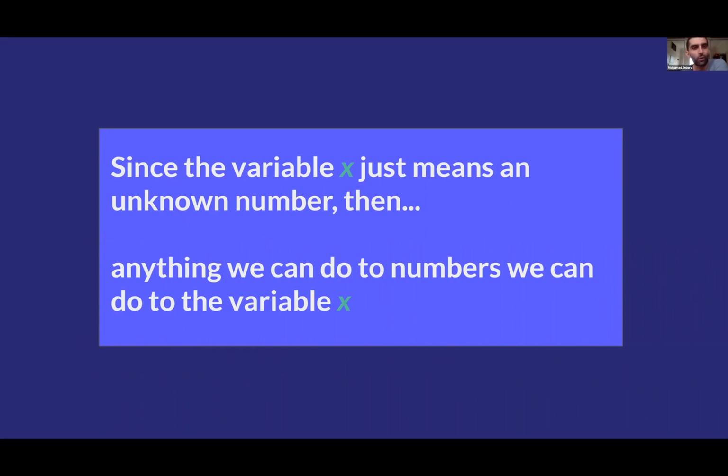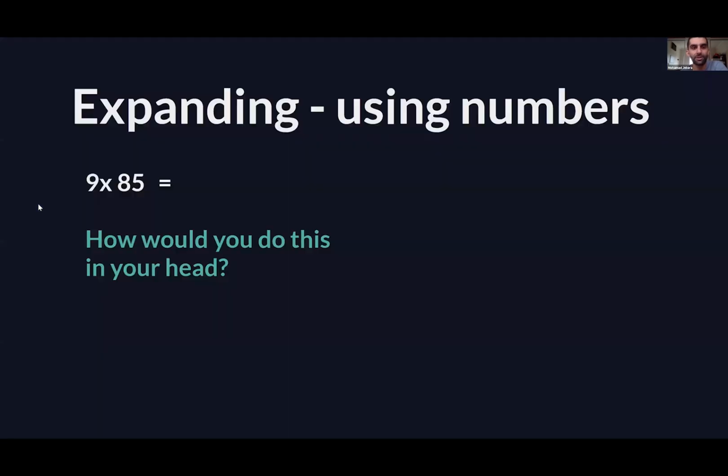Now, just a quick reminder of probably the most important point that I mentioned last week and with all of algebra: since the variable x just means an unknown number, then anything we can do to numbers, we can do to the variable x. And that's going to be a constant theme when we talk about expansion and factorization. So when I'm thinking about algebra, I always like to think, okay, what are the rules with numbers? Because we're very familiar with numbers.